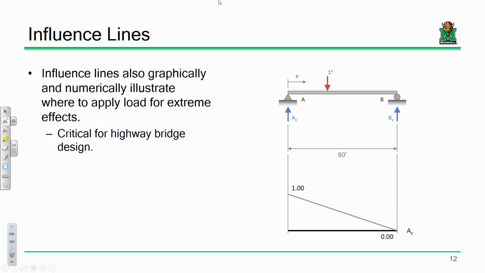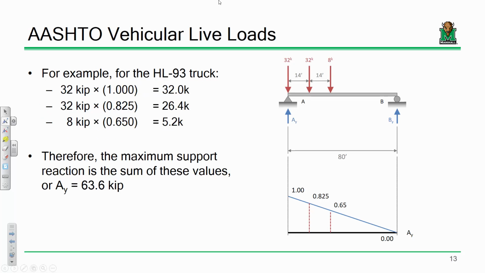Influence lines also graphically illustrate where to apply loads. For instance, if I've got my HL93 truck and I'm trying to maximize the reaction at A, the influence line does two things for me. Number one, it tells me graphically that my largest influence is over here, so put that truck all the way over there if you can, all right? And second, it will allow me to directly perform the structural analysis, because all I have to do is take 32 times that ordinate, 32 times that ordinate, 8 times that ordinate, and sum it up, right? Okay, so the maximum reaction that I can get at support A from that truck is about 63.6 kips. Sound good?